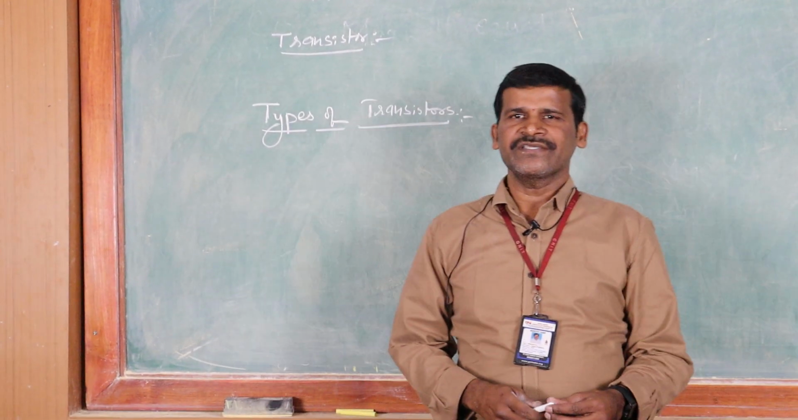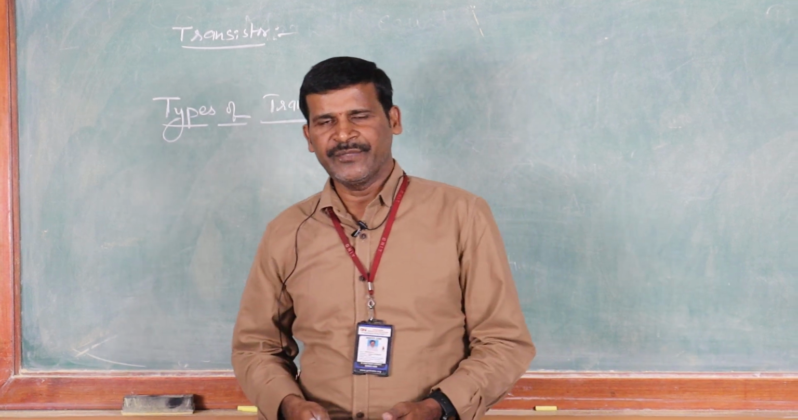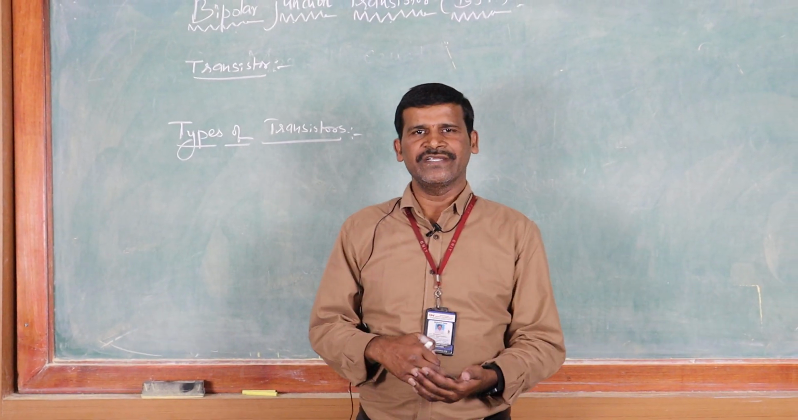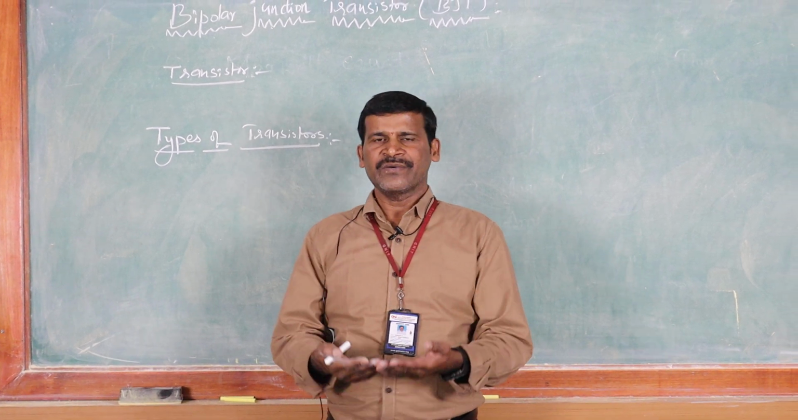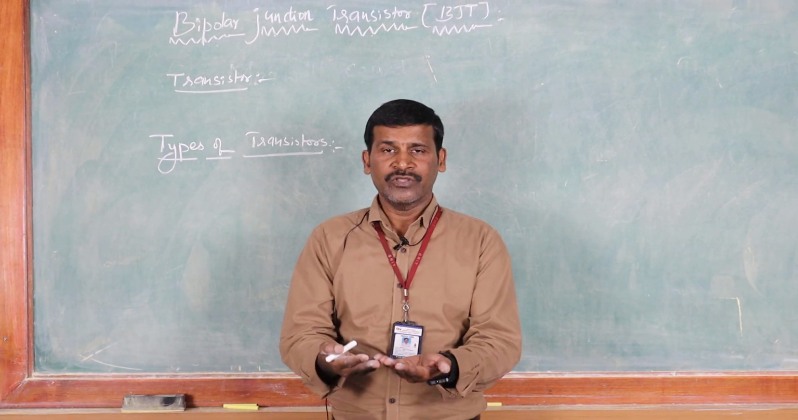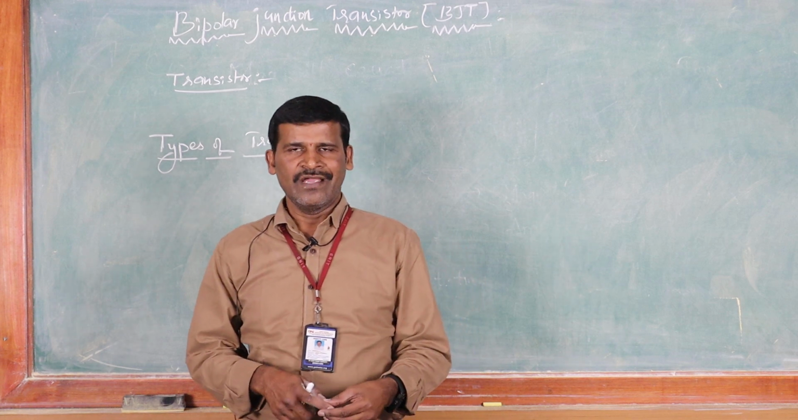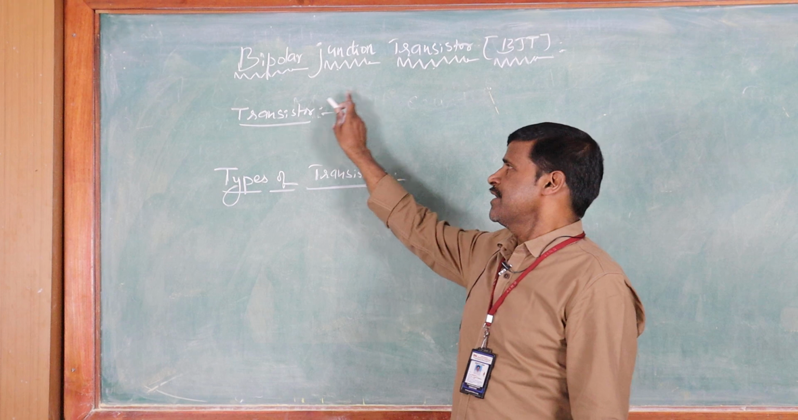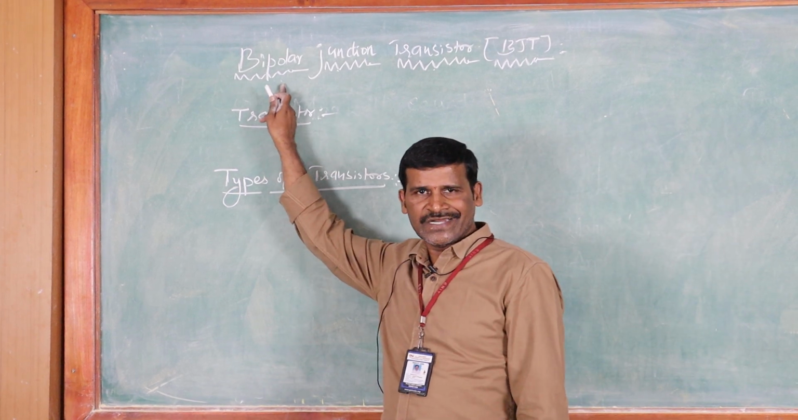The operation depends on the interaction of both the polarities, like majority carriers and minority charge carriers. The passage of charge is due to both the majority and minority charge carriers, and hence it is called a bipolar junction transistor.